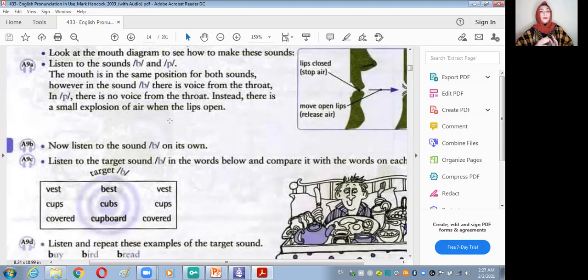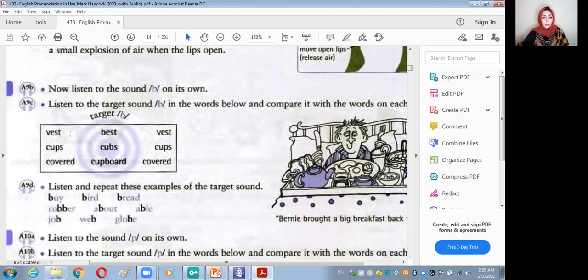However, in case you pronounce the p sound, there is no vibration here. If you say something like this, in the first step, you put your hand on your throat and do like this, you don't feel any vibration in your throat. And then the air is released suddenly, so you can feel a small explosion of air when the lips open.